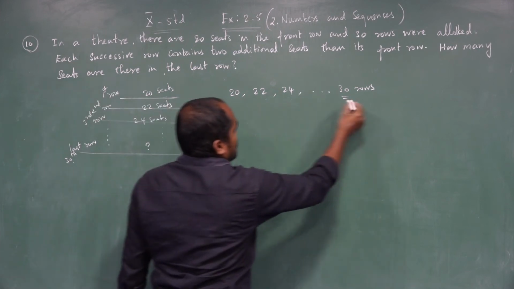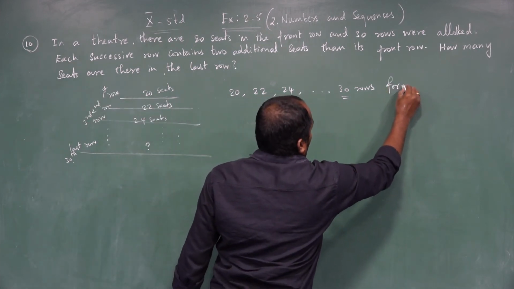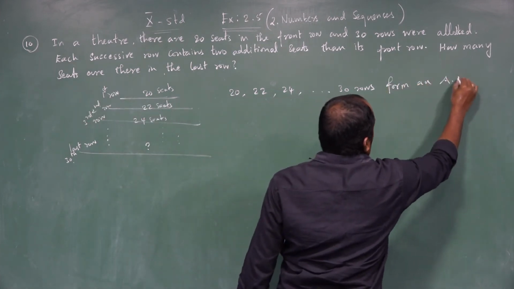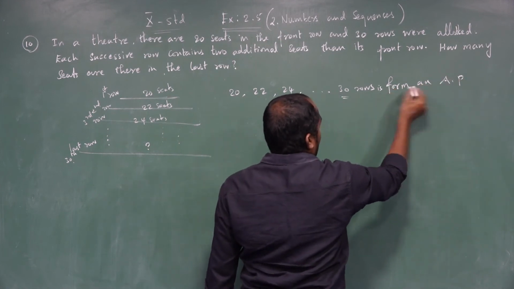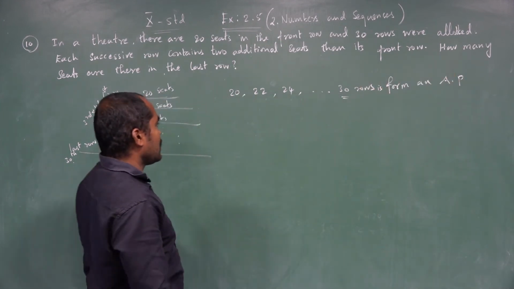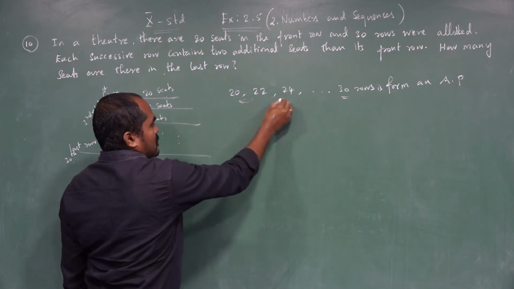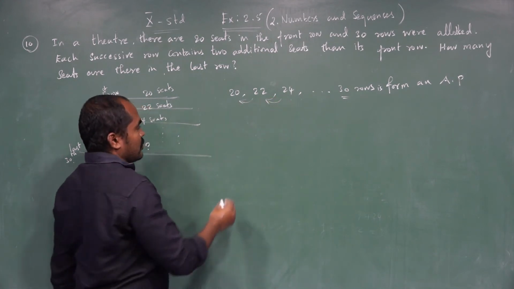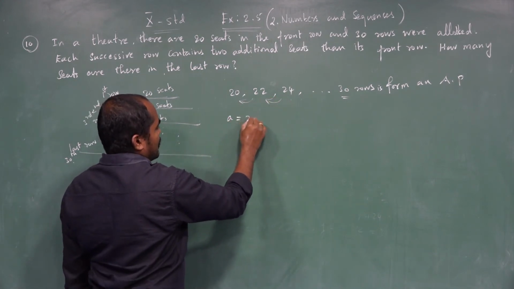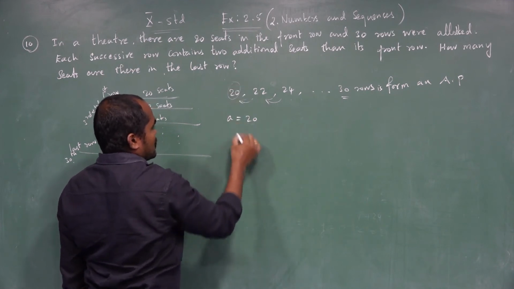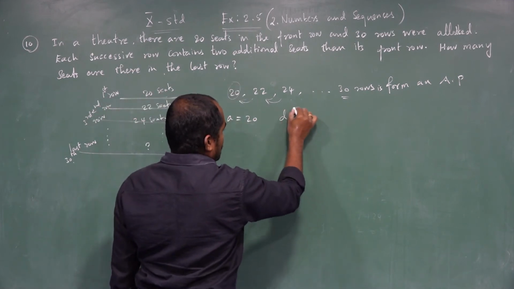Listen, this forms an arithmetic progression because the common differences are 2, 2, 2. So here a is equal to 20 because the first term is 20. Common difference is 2.